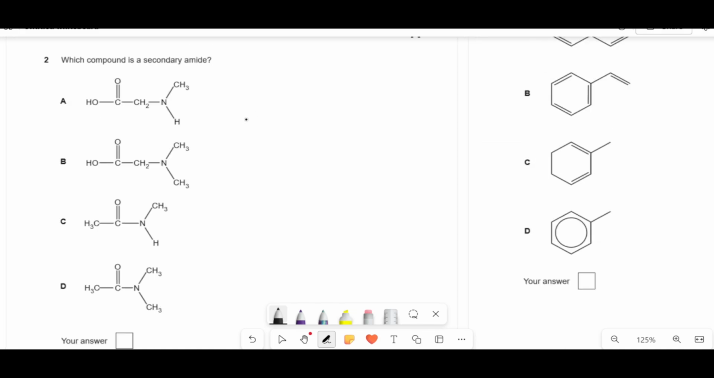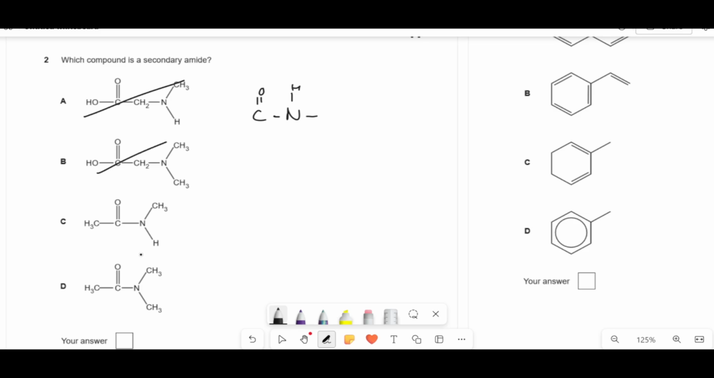Which compound is a secondary amide? You should be able to recognize immediately that an amide has a CONH in it, right? And if it's a secondary amide, then this nitrogen will have another carbon replacing a hydrogen, so it'll have two things on it. So immediately we're looking for things that have this and two things. That does not have a C double bond O NH in it, so that's out. This one doesn't have a C double bond O NH on it, so that's out. Our two options are here: C double bond O N, C double bond O N, right?